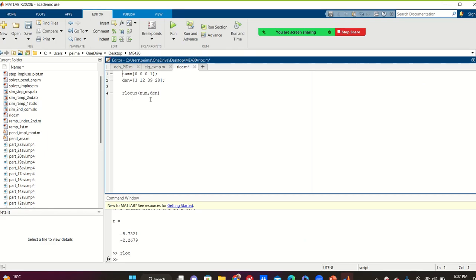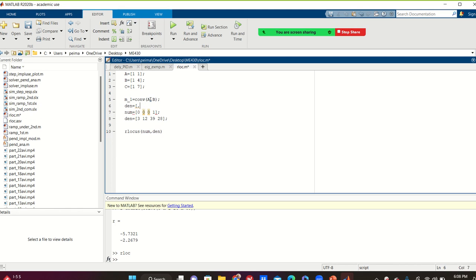So let me do it like this. Say A is 1 0 1, B is 1 0 4, and C is 1 0 7. Okay. So M1 is the convolution of A and B, and then it's going to be the convolution of M1 and C.